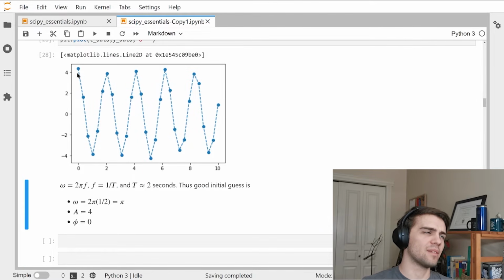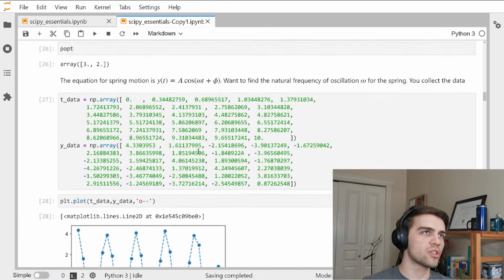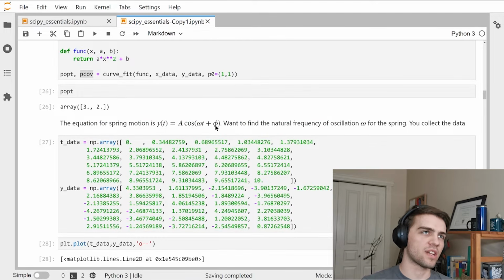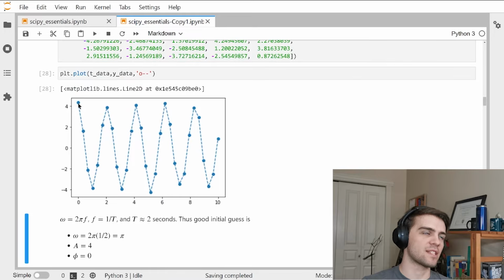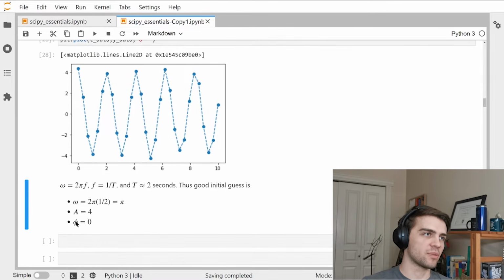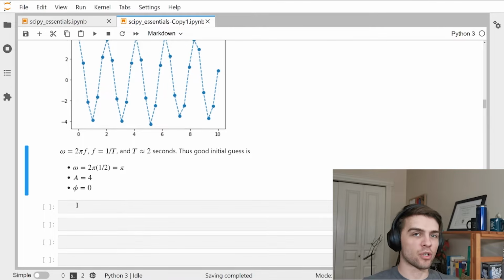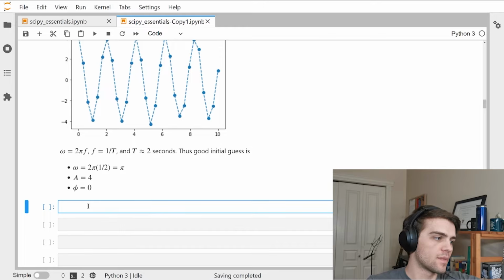As for phi, we're looking at a cosine curve here. You could also write sine, and it would just have a different phi. But we're looking at cos, and it looks like it starts at its peak, so probably phi is equal to 0 for this motion. And so then we can fit this to a curve. Now we have 3 different parameters, so it's a little bit more complicated.